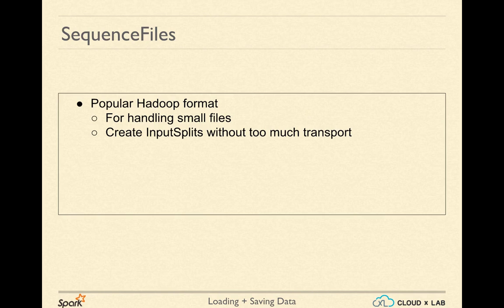Sequence files format is a popular Hadoop format. It is designed for handling a bundle of small files. You can process one file at a time. It provides the mechanism to prepare input splits easily without transporting the data.